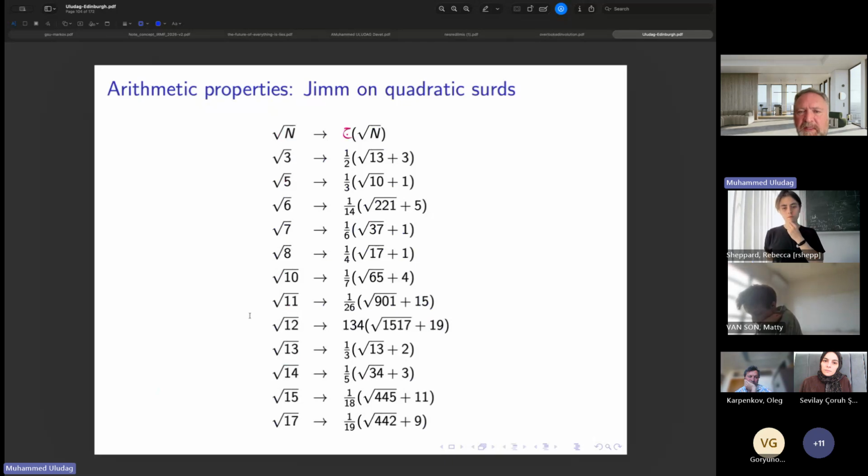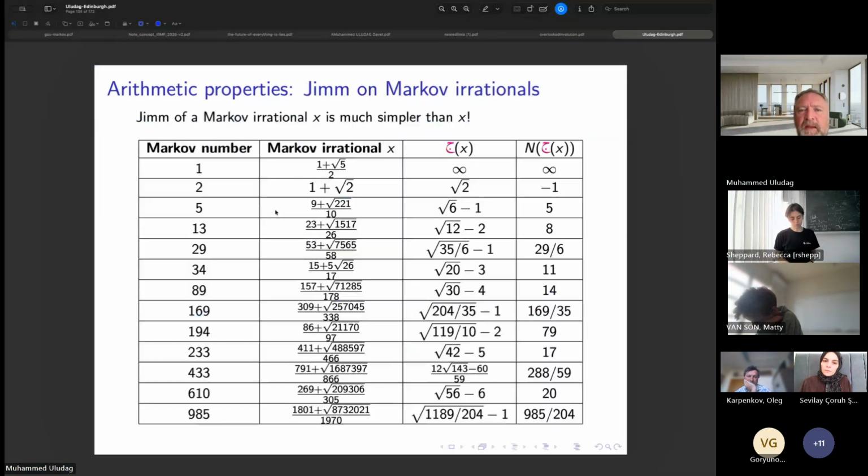Here we see some examples. The effect of Jimm on quadratic surds shows that it is highly non-trivial. It is not something algebraic. Here we see the effect of Jimm on Markov irrationals. So here we have the famous Markov irrationals. They grow quite widely. They become more and more complicated. However, their Jimm values appear to be much simpler.